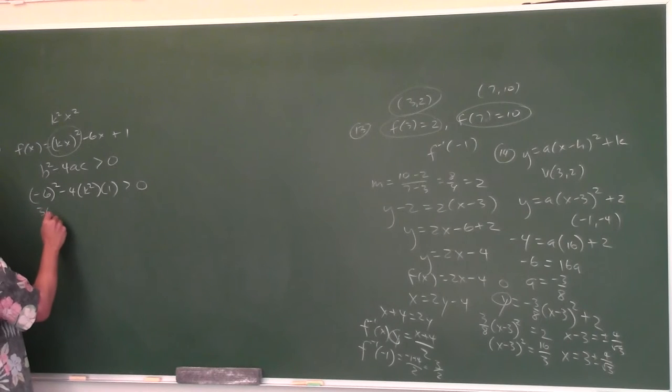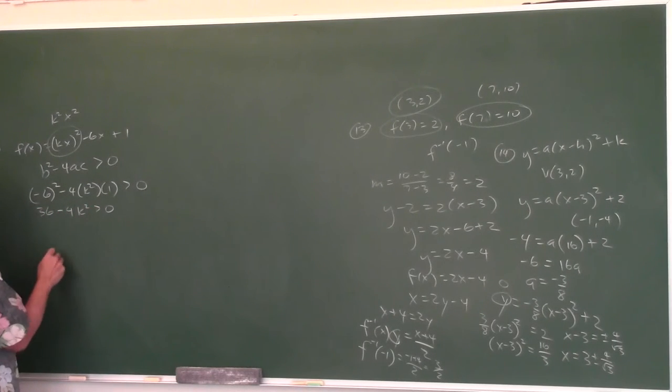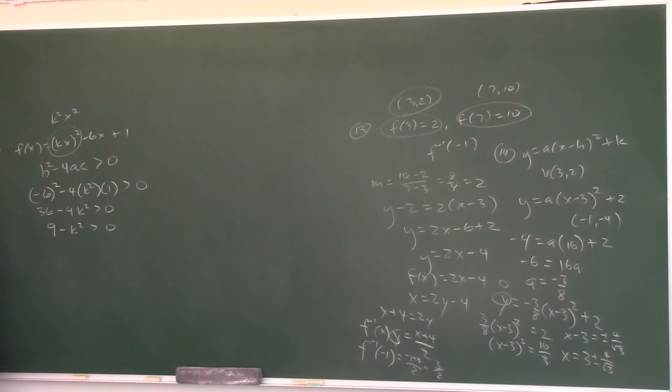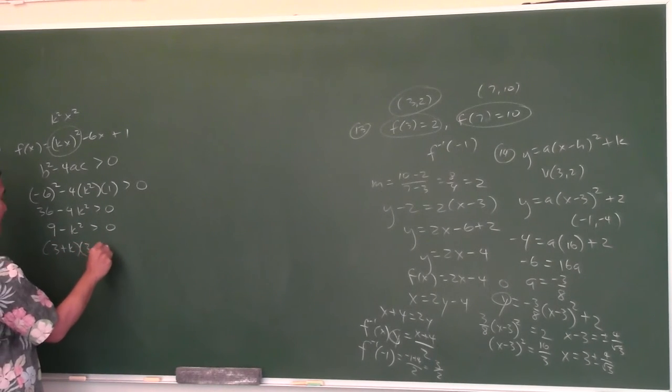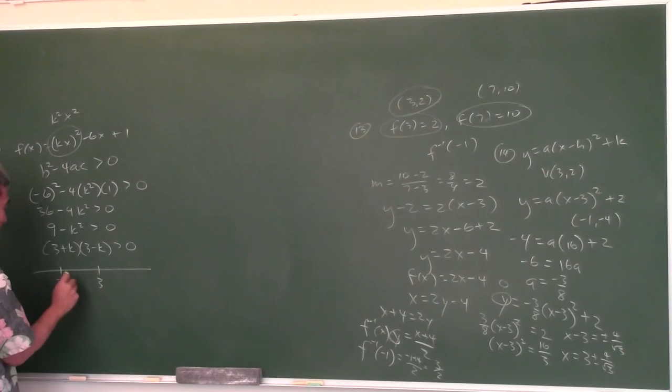So what do I got? 36 minus 4k squared greater than 0. Divide by 4. 9 minus k squared greater than 0. And do we know how to solve inequalities? Yes, you make one side 0, you factor the other side, and then you make a number line. Put the zeros on the number line.